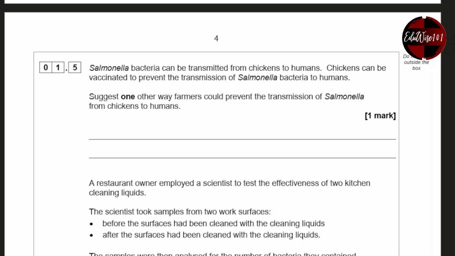Salmonella bacteria can be transmitted from chickens to humans. Chickens can be vaccinated to prevent the transmission of Salmonella bacteria to humans. Suggest one other way farmers can prevent the transmission of Salmonella from chickens to humans. Well, the basic answer would be don't sell infected chicken to customers.